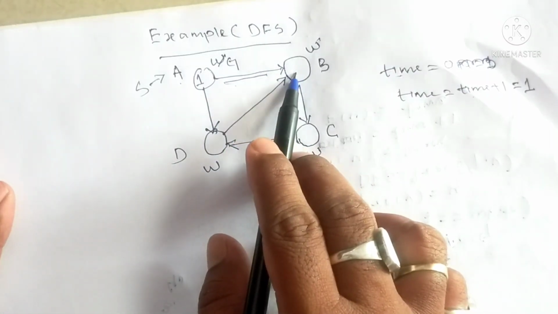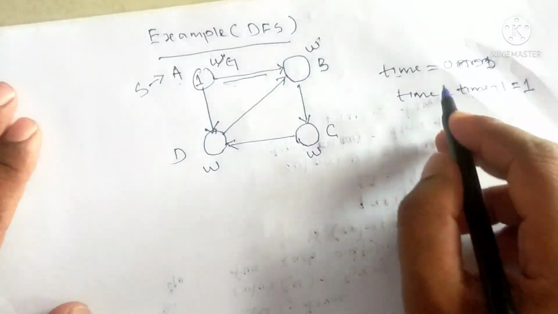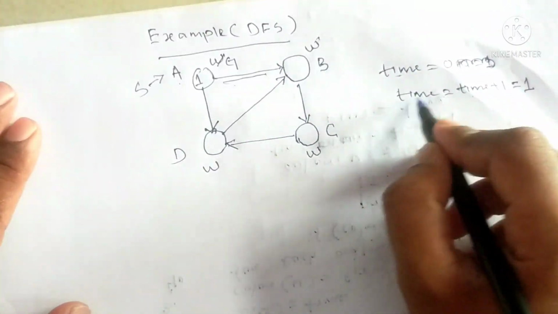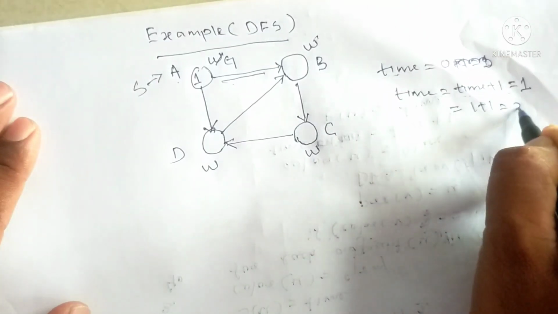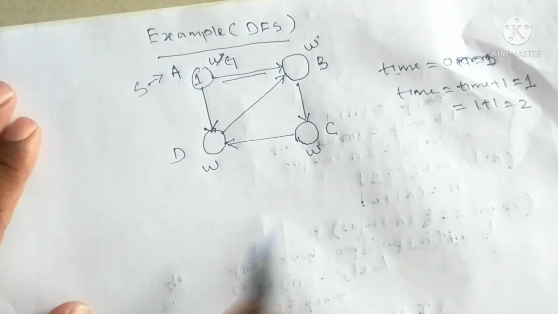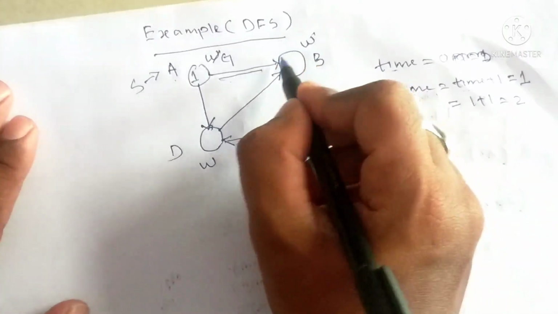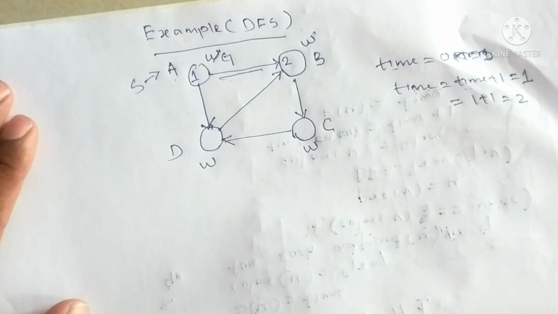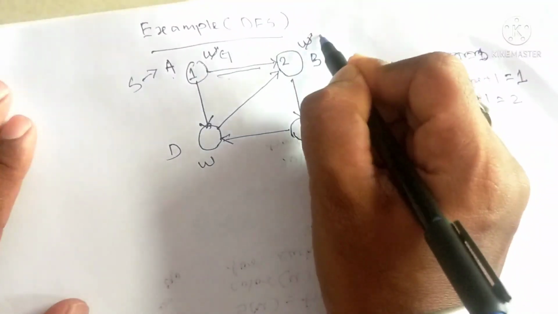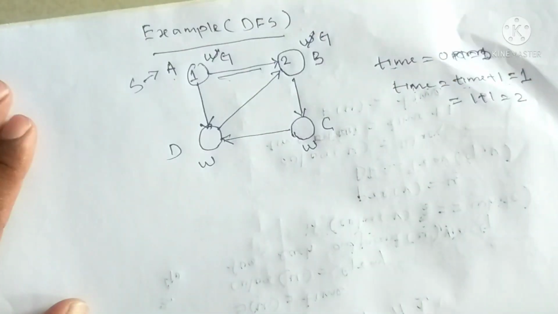DFS again means find your time value and increase the time value. What is the time value? Time equals time plus 1. So the next time value will be 1 plus 1, which becomes 2. So assign the starting time. I am assigning the starting time here too. After assigning the starting time, change the color to gray. So the color is now changed to gray.